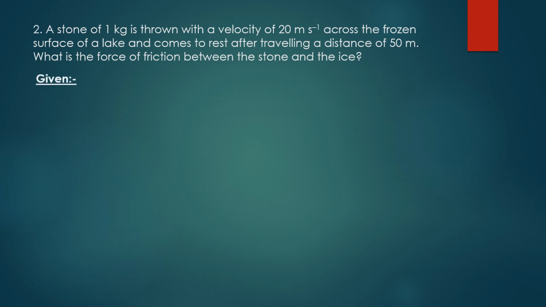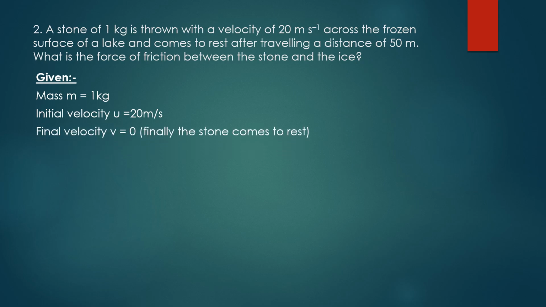So given, mass of the stone m is 1 kilogram, then velocity is 20 meter per second, that is going to be the initial velocity. Then after some time, it crosses the frozen surface of the lake and comes to rest. So what will happen to the final velocity? The final velocity v will become 0. The distance is 15 meter. So now we will see the solution.